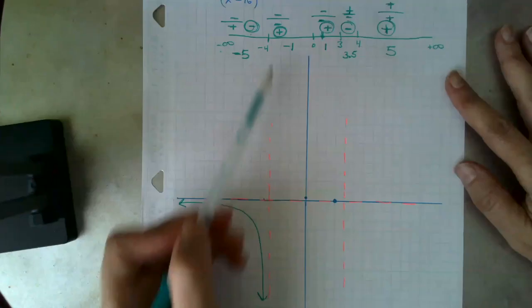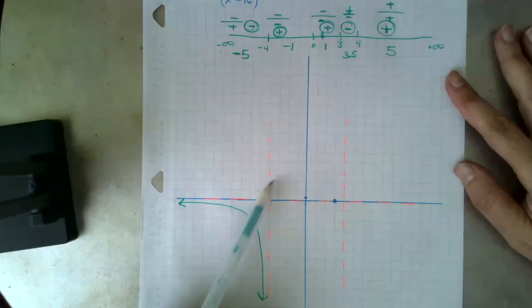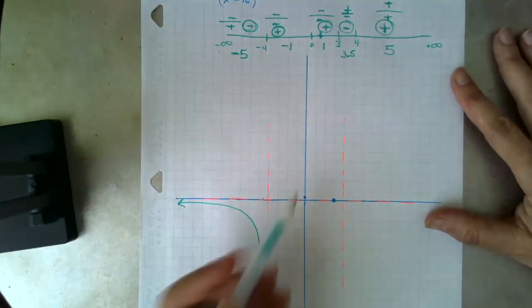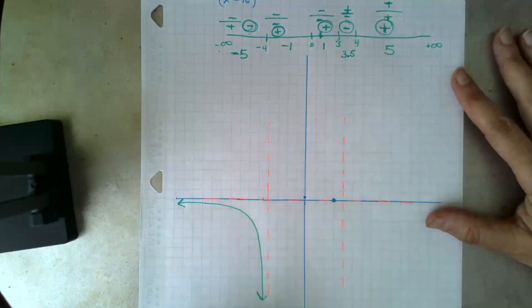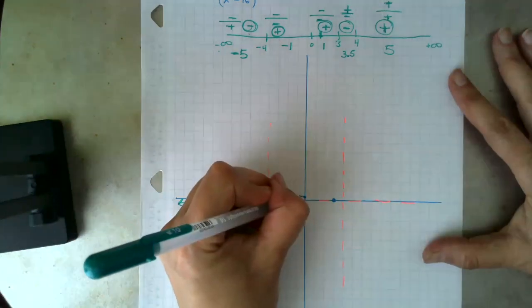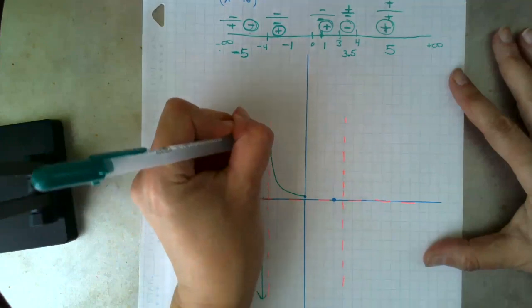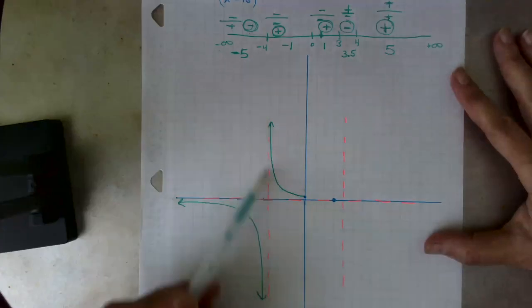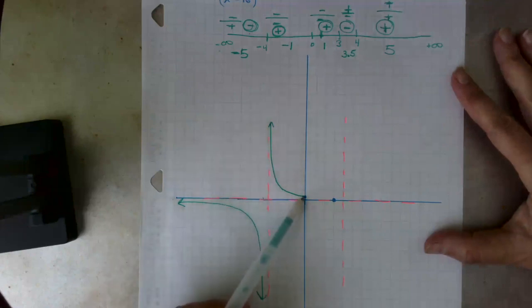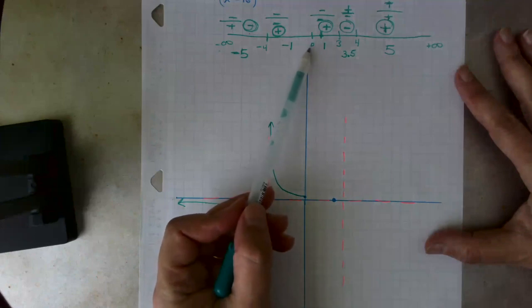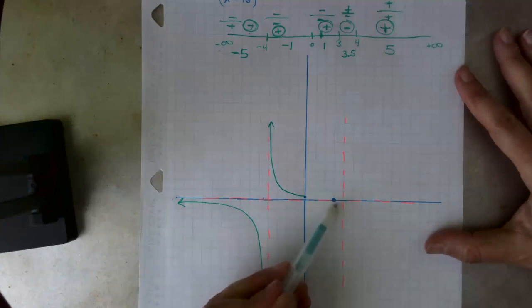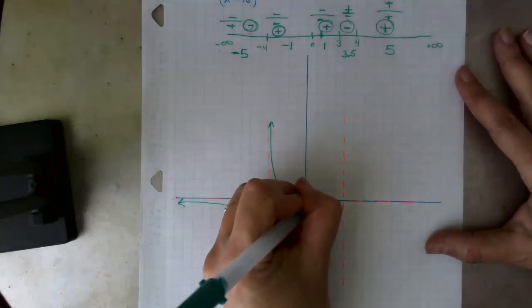Okay, now from -4 to 0, things are positive. And I also know I'm anchored by that point right there. So I can expect things to look like that. And see, I'm approaching this asymptote and I'm heading down to this point. All right, now in the 0 to 3 range, things remain positive. So I'm continuing on to that point.